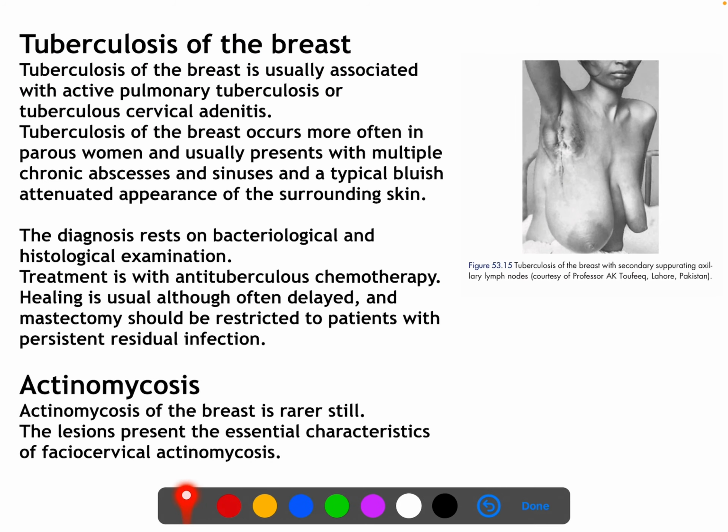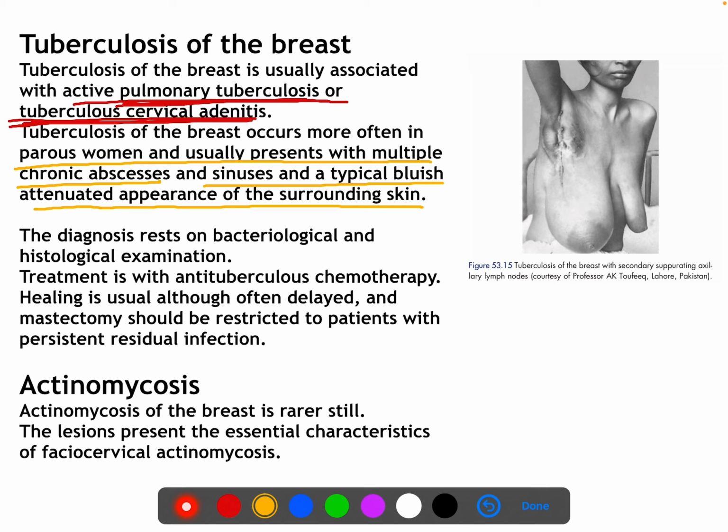Now we will come to the TB of the breast. Tuberculosis of the breast is usually associated with active pulmonary tuberculosis or tuberculous cervical adenitis يعني cervical lymph node TB adenitis. Tuberculosis of the breast occurs more often in the parous woman and usually presents with multiple chronic abscesses and sinuses and typical bluish attenuated appearance of the surrounding skin.